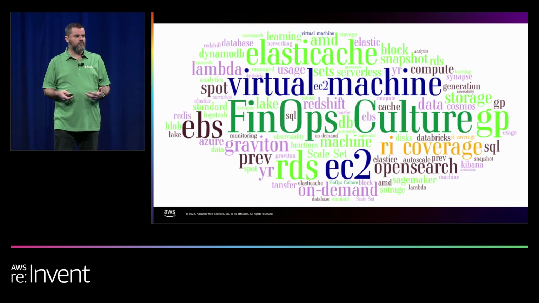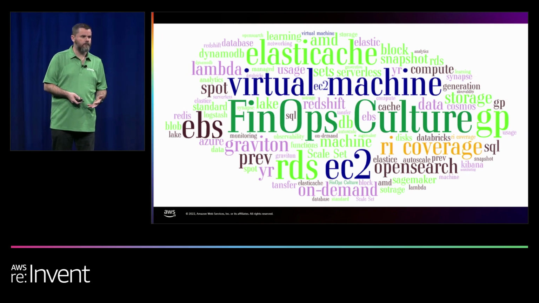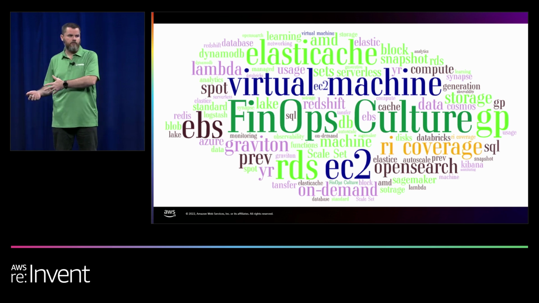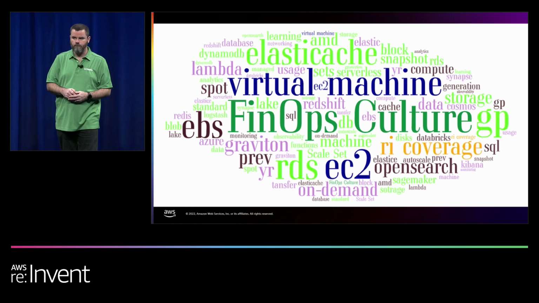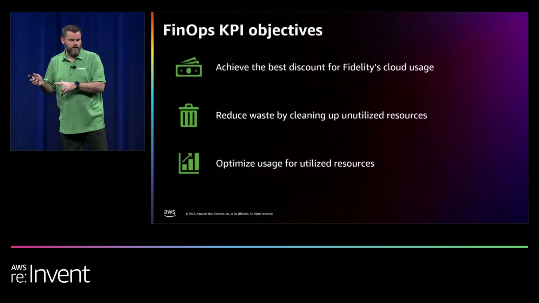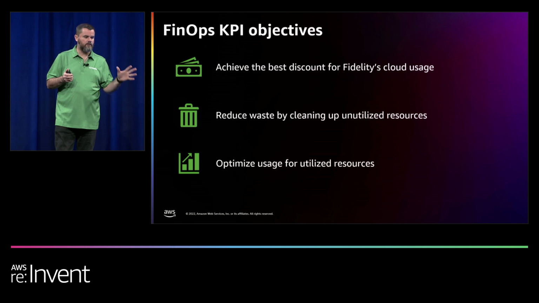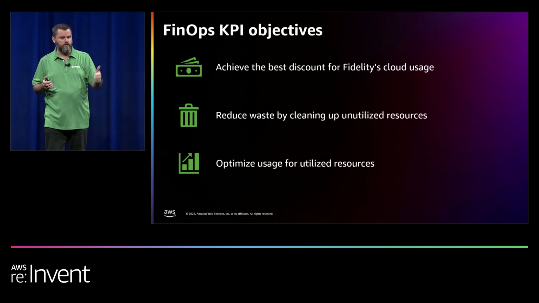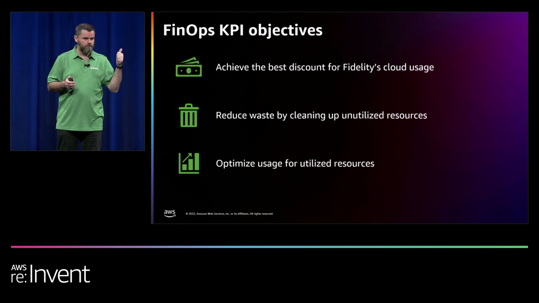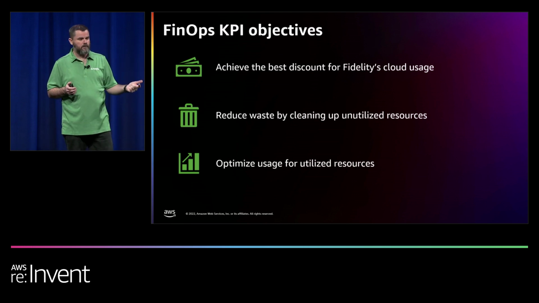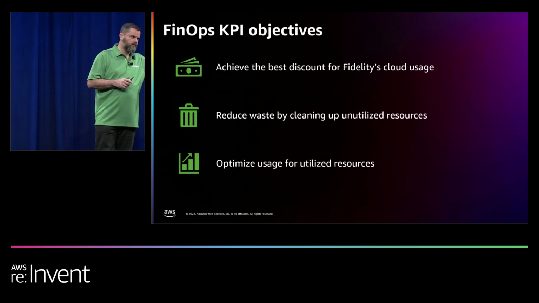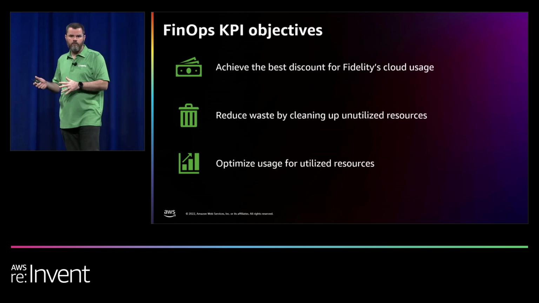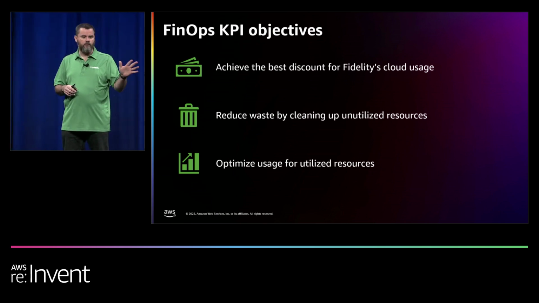Overall, we know what we need to do is drive our FinOps culture. That's how we're going to do it. That's how we're going to optimize our fleet. That's what we're going to see towards the future and for the betterment of our customers. In closing and in finishing, Fidelity's FinOps KPIs have always been to achieve the best discount for Fidelity's cost usage. First one, reduce our waste and optimize our usage for underutilized resources. If you think back at the very start, I mentioned we adopt the cloud in a cost-effective manner. This is how we're hoping to do it. Thanks very much.